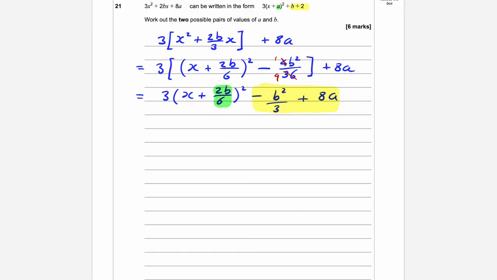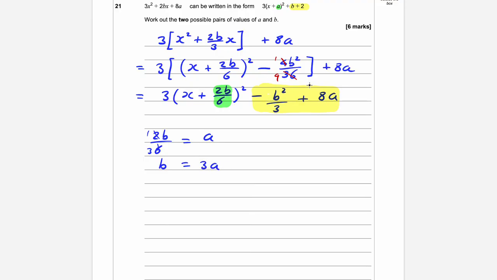So I can equate 2b, and by the way, this is just b over 3, guys. I could have done that straight away, but whatever. So this is 2b over 6, or b over 3, but let's leave it as 2b over 6 for now. 2b over 6 must equal a. So 1, 3, b must equal 3a.